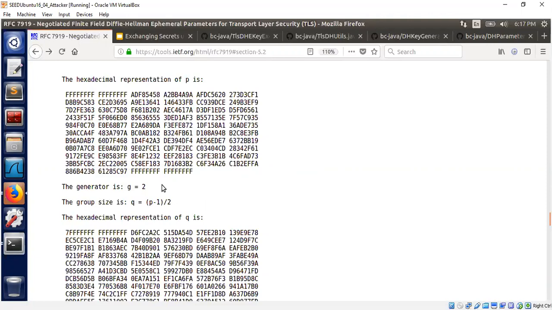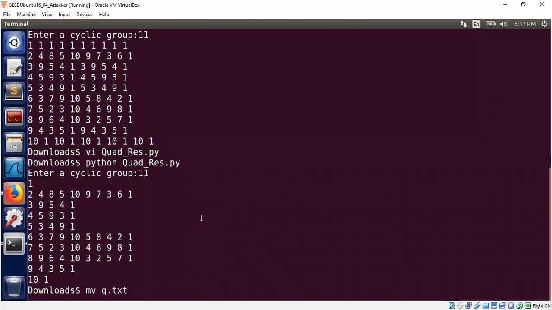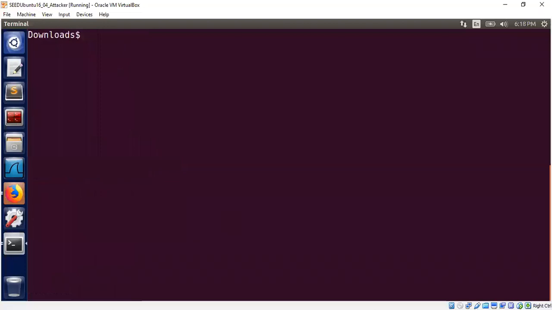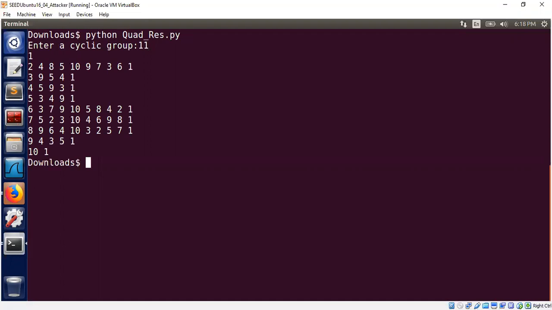Before we dive into the details, I would like to recall some important properties of the cyclic group, and particularly the quadratic residue concept that I talked about earlier. So let me run this little Python helper code that will help us to understand this very quickly. I have here a cyclic group of order 10, like Z_P star with P equal to 11.